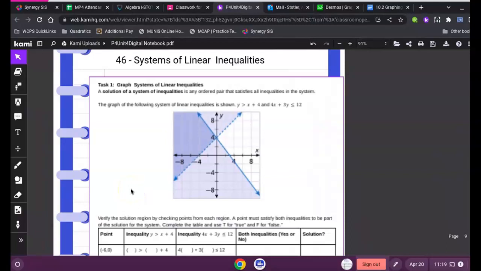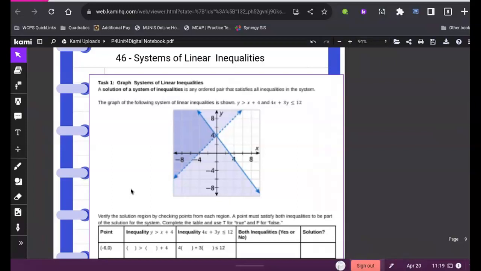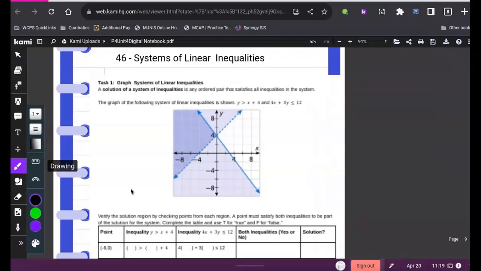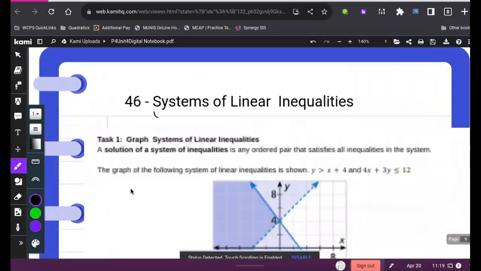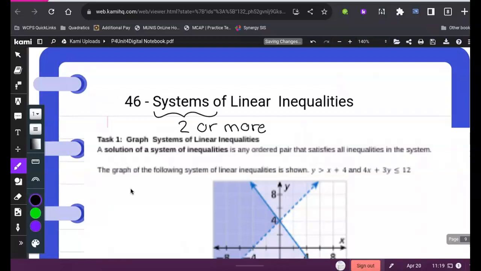So the difference between just regular inequalities and a system of inequalities is that a system is when we have two or more linear inequalities. Just like when we had systems of linear equations, we had two or more equations. Now we just have two or more inequalities. We're going to look at the solution of a system, which is any ordered pair that satisfies all inequalities. That just means the solutions are in the double shaded region.